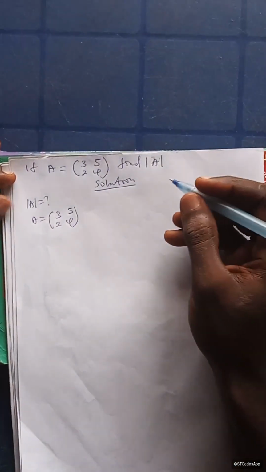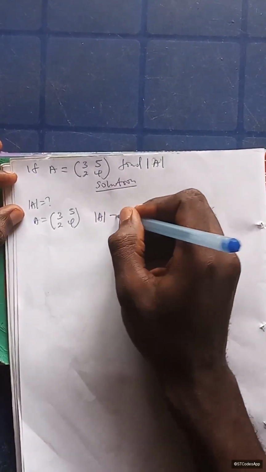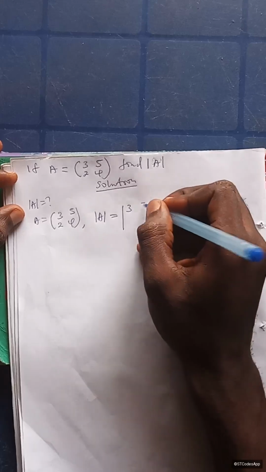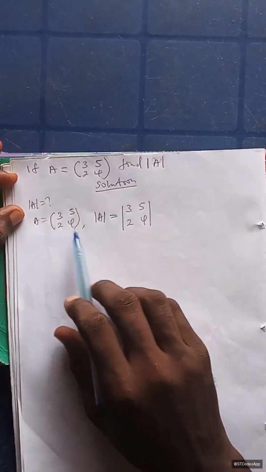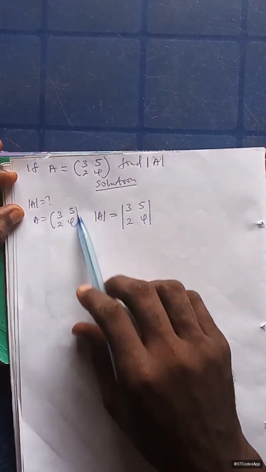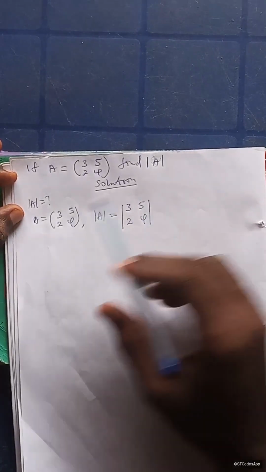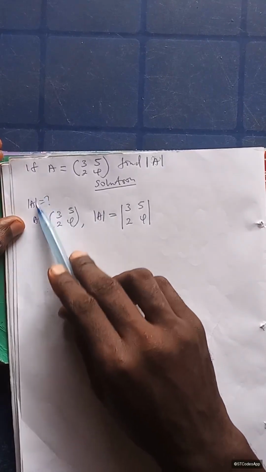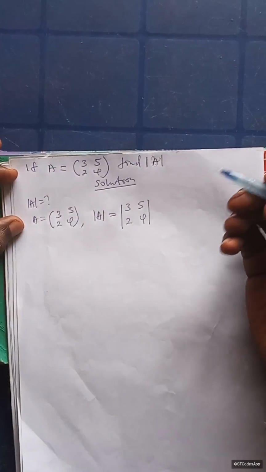Now to find the determinant of A will become 3, 5, 2, 4. You notice there is a change in the sign of the bracket. This bracket is curved, while this one is straight, implying that we are trying to calculate the determinant. As you can see here, this symbol implies determinant. So now to solve the determinant of this, what do we do?